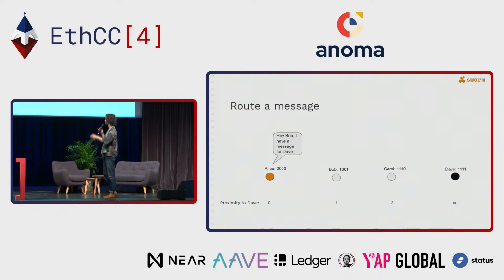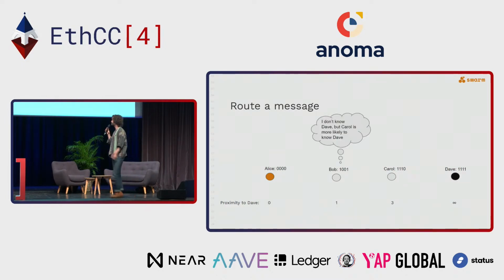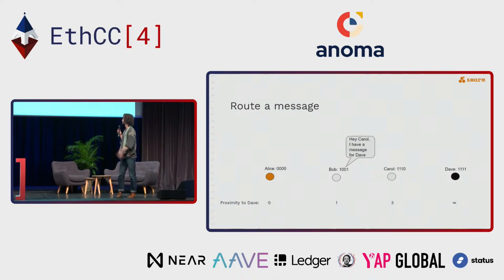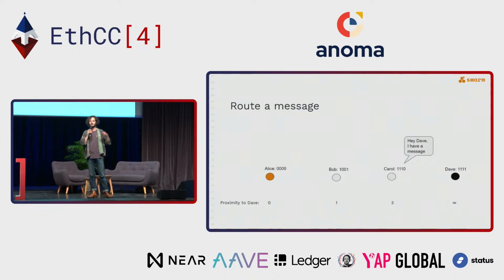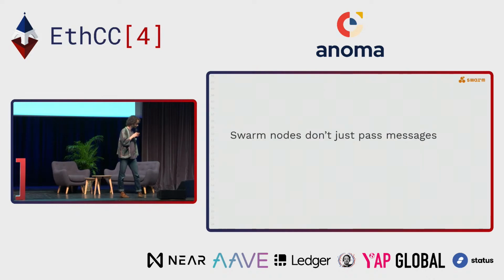So she sends a message to Bob because she knows that Bob's address is a bit more similar to Dave than herself. She says to Bob, "Hey Bob, I'm having a message for Dave." And Bob is like, okay, I don't know Dave, but I know Carol, and Carol is more likely to know Dave. So Bob sends a message to Carol, says, "Carol, hey, I'm having a message for Dave." And Carol's like, okay, I know Dave. Right? So sends a message to Dave. And this is how Alice can send a message to Dave, but also to any other node in her network.